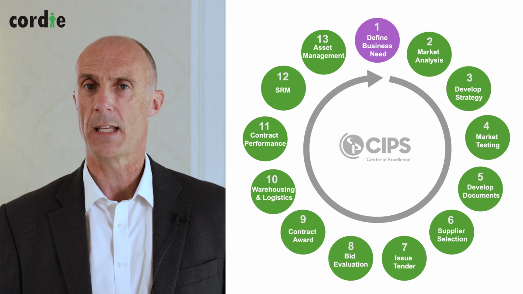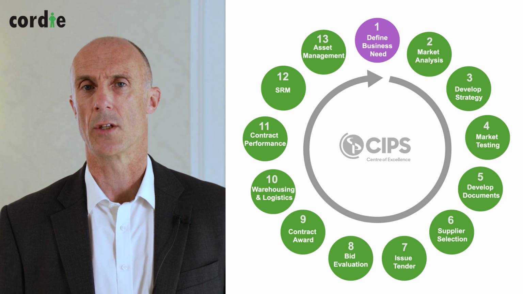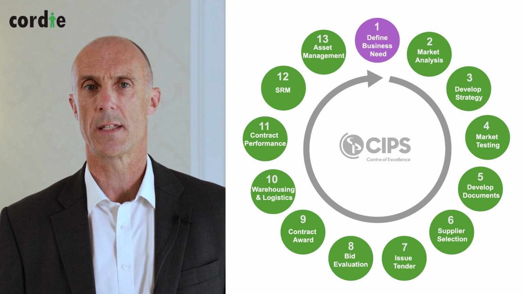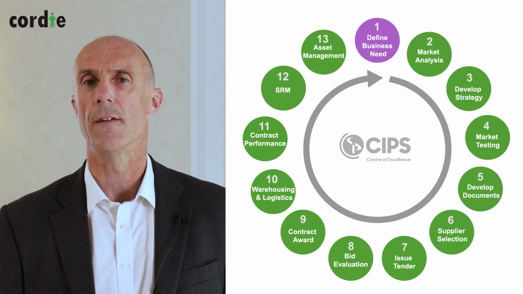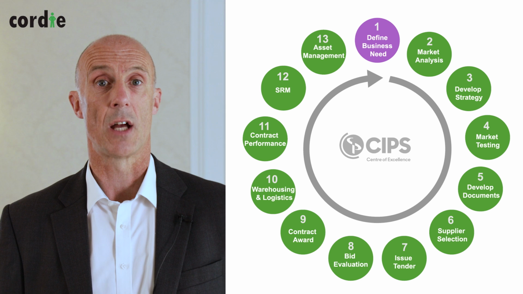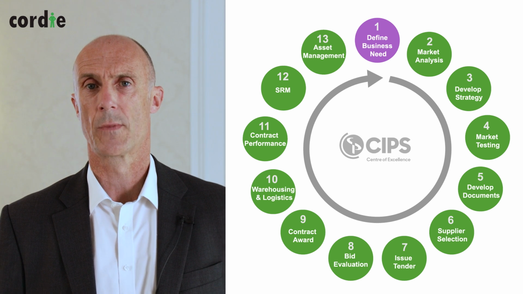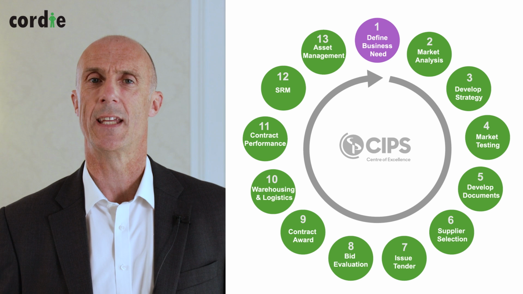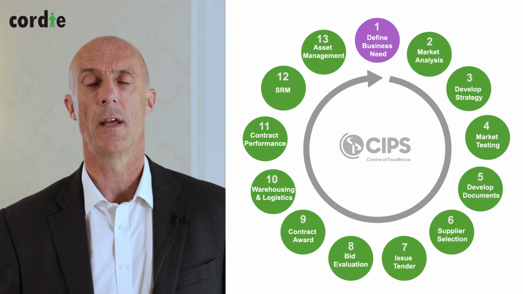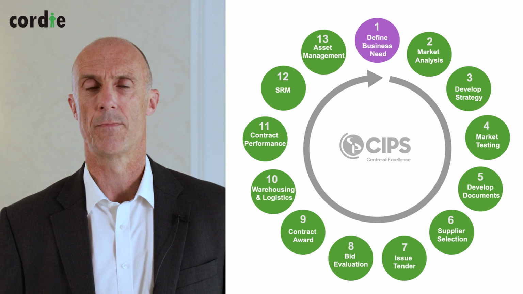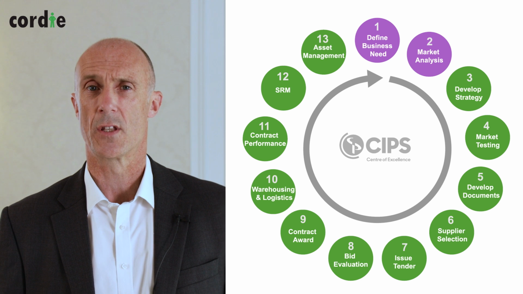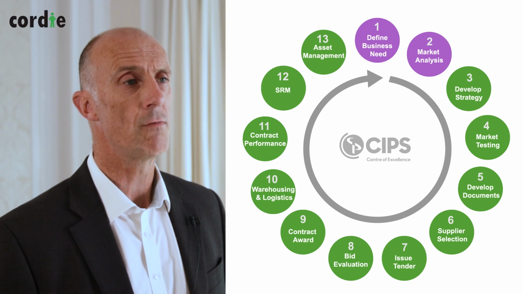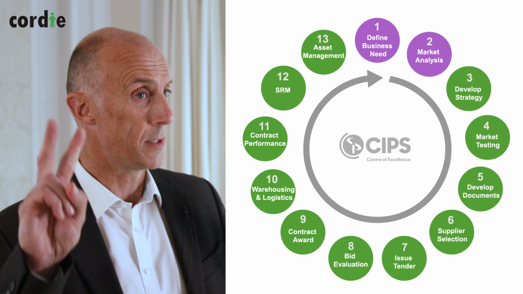Stage 1 is define business need and develop specification. Here, CIPS is outlining the need to engage with stakeholders to understand the potential requirement and to define it by starting to produce a specification. Although it's not explicit in their cycle, here they're really just talking about an initial outline specification, as you'll see later on. Stage 2 refers to market analysis and the make or buy decision. And this is the first real opportunity for procurement to be strategic.